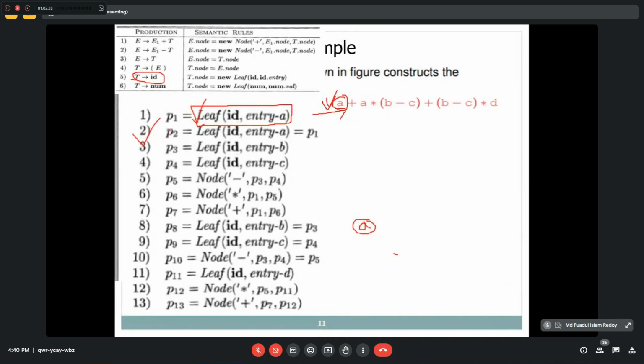So at the number 2 process, again it tries to create a leaf node, that is leaf, ID, entry A, but this one already exists. That's why it simply returns the value of P1, because P2 is actually P1, because it already exists.